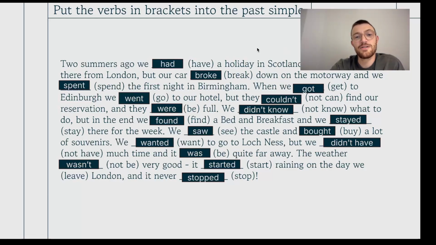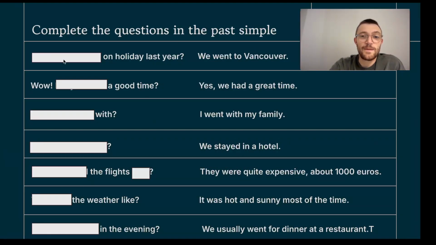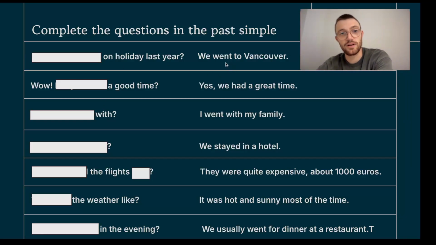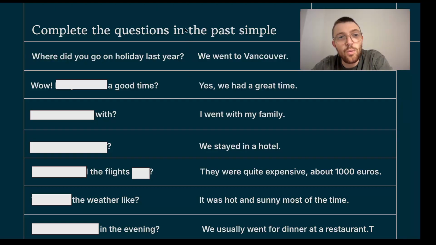Yeah, there we go. Okay, past simple. Now, we've got some practice of making questions in the past simple. So you've got all of the answers there. You've got the answers to the questions, and you need to make those questions, right? So we've got the answer here. We went to Vancouver. And the second half of the sentence, which is on holiday last year. And what are we going to put at the beginning? We're going to say, where did you go on holiday last year?